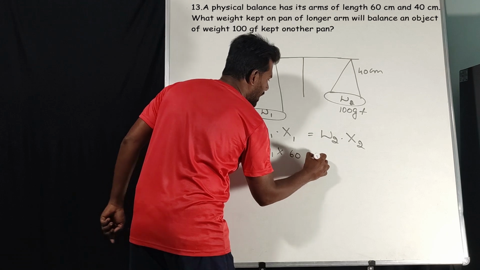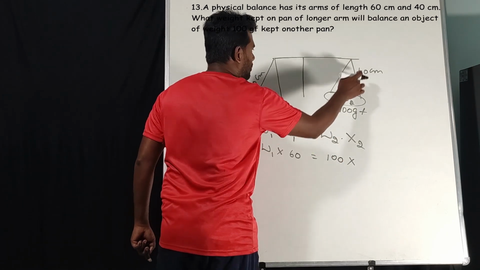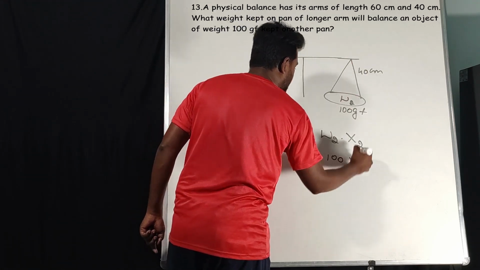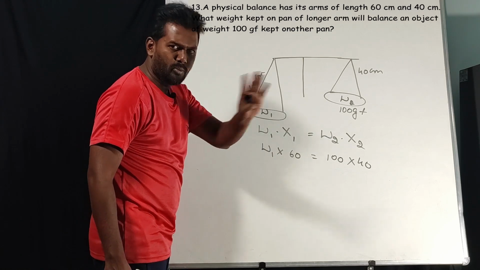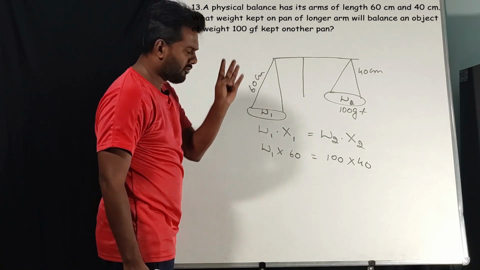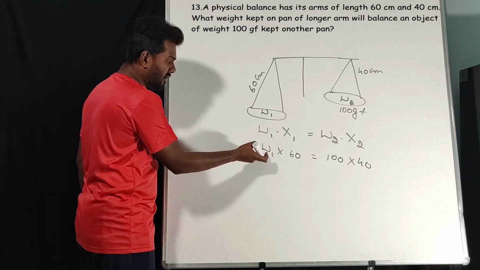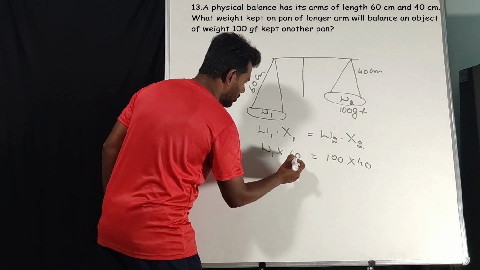Next, W2 is 100 GF into X2. What is the value of the length of the other pan? It is 40 centimeter. Write it as 40. You can include the units also, no problem. Without units also you get the full marks. But finally, when you are finding the value, you should write the unit. The value we are going to find is W1, so you should write the unit. W1 is equal to 60.